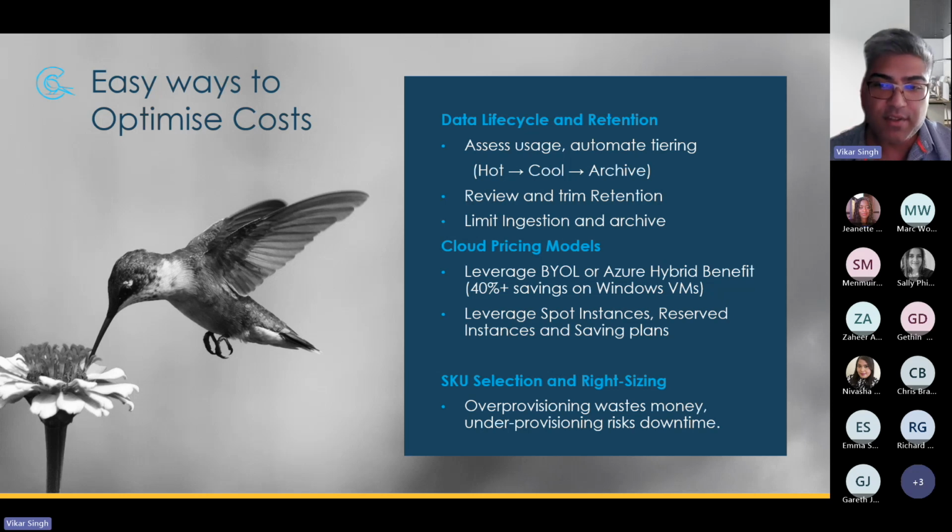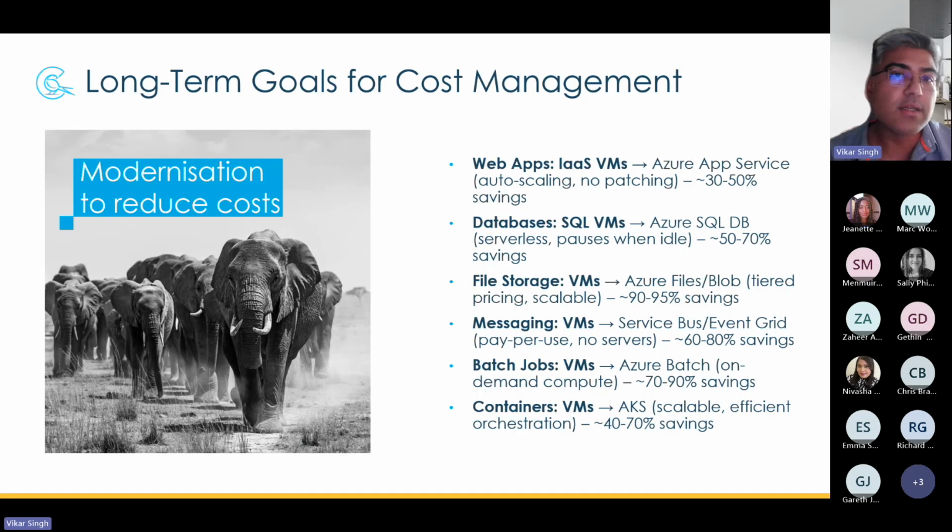Just to keep the savings rolling, I'm going to go to my next slide to discuss more long-term things that we can be looking at. So it's about getting more from Azure with less hassle, right? And the reason why I call these things long-term goals for cost management is because they aren't, like the previous slide, really quick things that we can do in our environment.